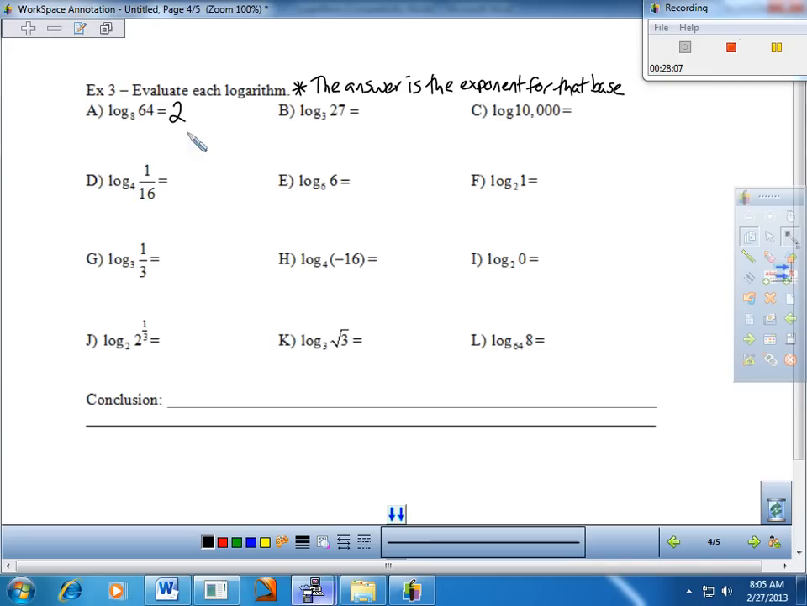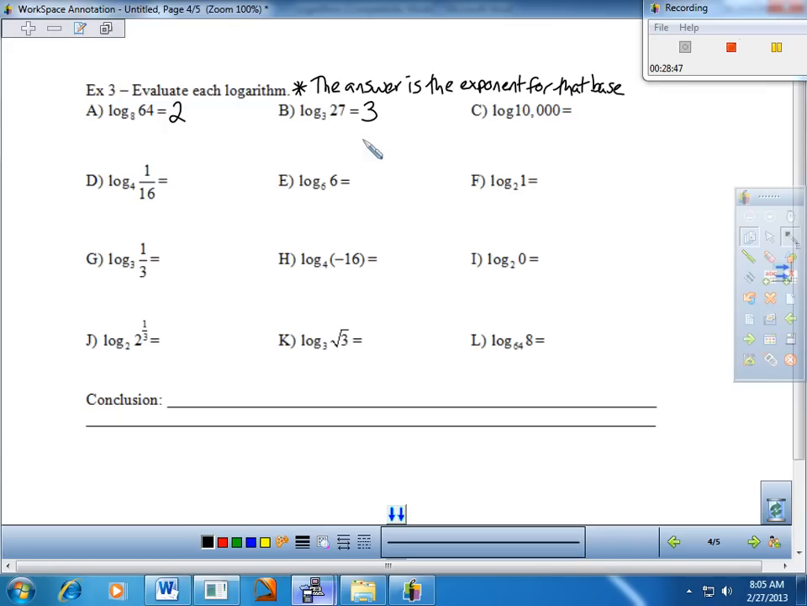Okay, so the answer is the exponent. And that's what we came up with in the investigation. When I needed the exponent, I took the logarithm of those numbers. Cool, well let's go get these. So when I see log base 3 of 27, what I'm really asking myself is 3 raised to the what power is 27? And 3 raised to the third power is 27. So the answer is 3.